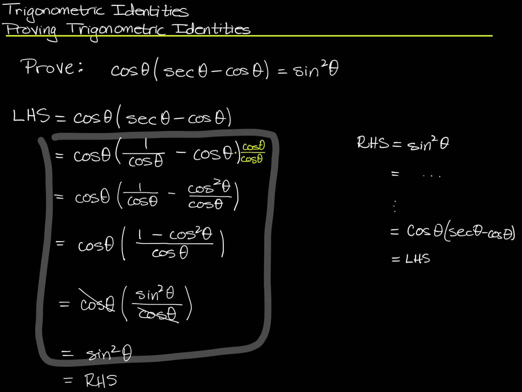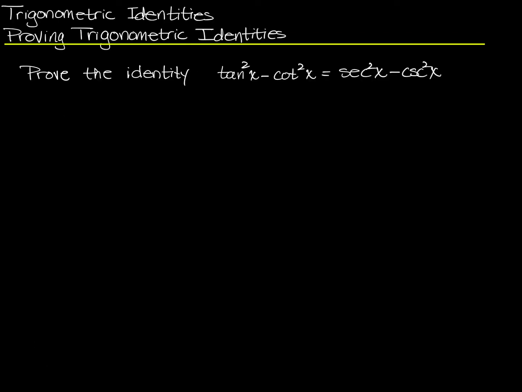Let's do another example. This time, I'm asked to prove that the tangent squared of x minus the cotangent squared of x is equal to the secant squared of x minus the cosecant squared of x. Well, both sides look equally kind of complex, if you ask me, so I think I'm just going to stick with the left-hand side. To prove this, I'm going to write left-hand side equals. Then I'm going to copy the left-hand side exactly as it is. I'm not making any changes yet. I'm just copying it out.